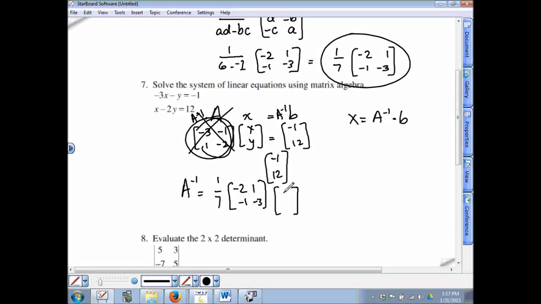So this entry in the top of this matrix, coming across the row, down the column: -2 times -1 is 2, and then 1 times 12 is 12, 2 plus 12 is 14. Now, this entry in the bottom part of this matrix comes across the bottom row, down the column, so -1 times -1 is 1, -3 times 12 is -36. That makes -35. Now you take this 1/7 and multiply it in there. 14 times 1/7 is 2. -35 times 1/7 is -5. So the solution is 2, -5.